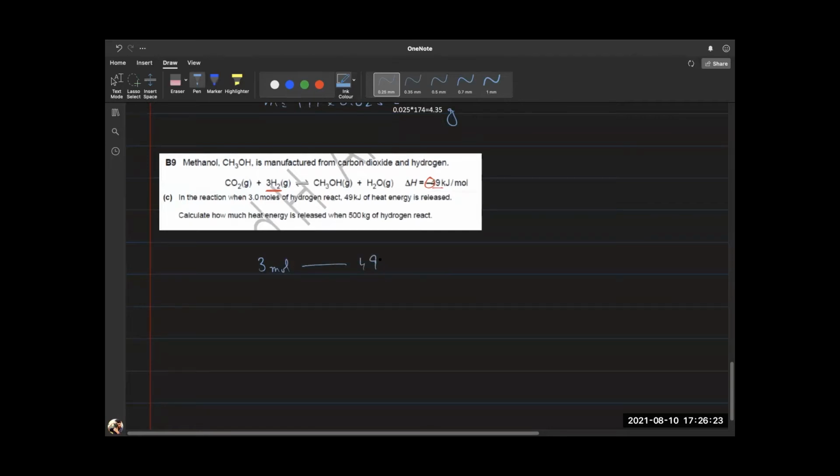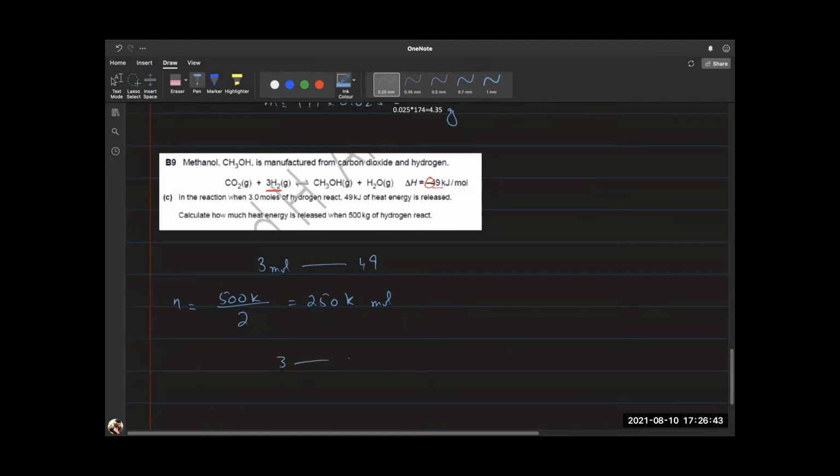So we know 3 moles produce 49 kilojoules. So first figure out how many moles you have. Number of moles is mass over MR. 500 kg means 500,000 grams divided by 2, which is the MR. So it is 250,000 moles. I did not write 3 zeros because k works for it.